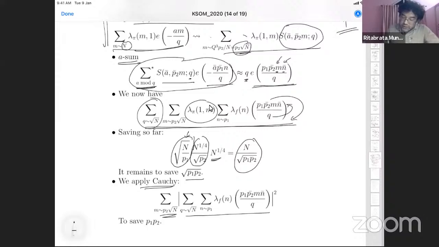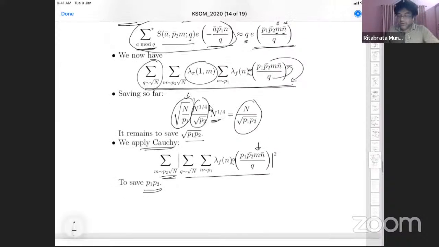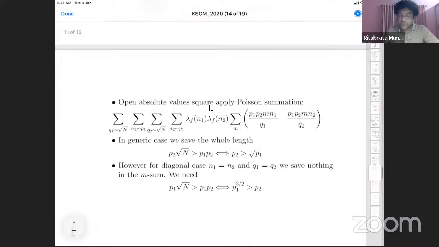I'm taking the GL3 outside because with respect to the GL3 variable, it's just a, sorry, here I should have an E. It's just a geometric sum. Also should have an E, sorry. Okay, and since I have done Cauchy, my task now is to save P1, P2. And now, because before it was root P1, root P2.